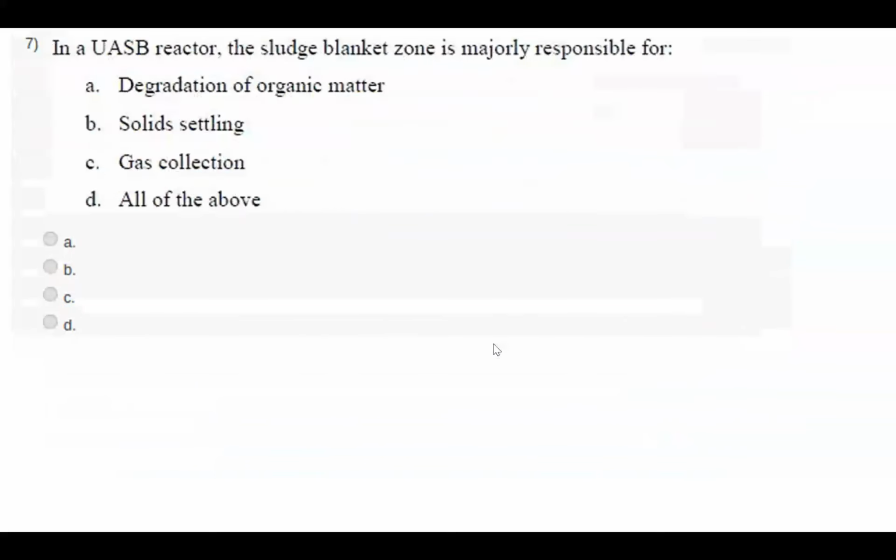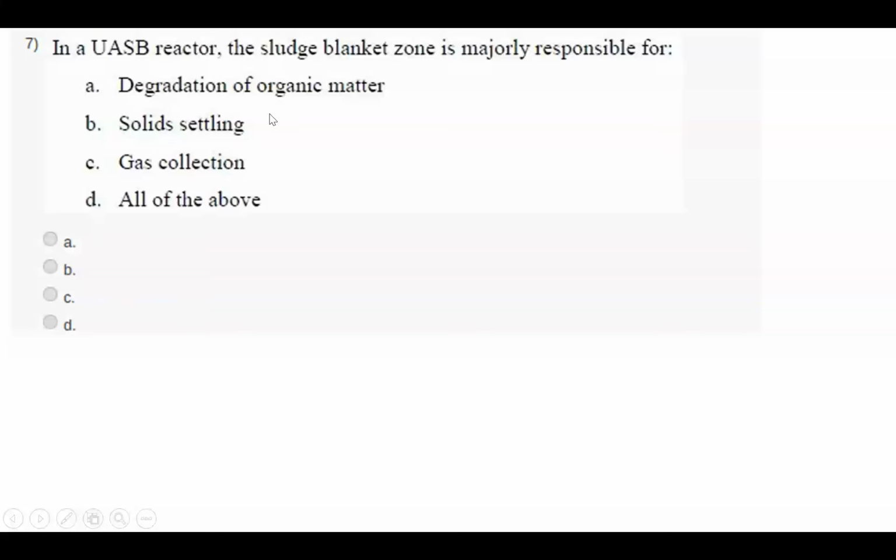Okay. So now, question seven: in a UASB reactor, the sludge blanket zone is majorly responsible for? A, degradation of organic matter, B, solid settling, C, gas collection, D, all of the above. What will be? No, here it is mainly the degradation. A is the answer.